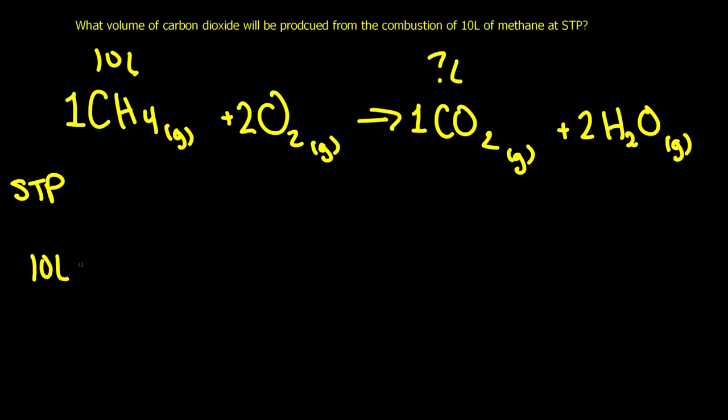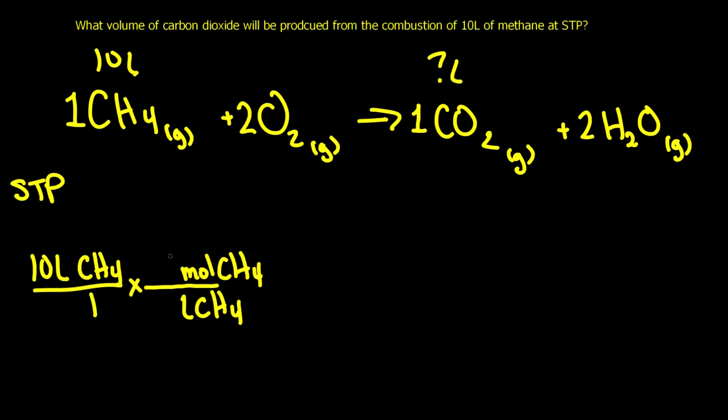I've got 10 liters of methane, and I'm going to put that over 1. I have to change liters to moles. Liters go on the bottom since they're on top at the start, which means moles go on top. So 1 mole of methane will take up 22.4 liters. There's that conversion factor. That cancels out my liters of methane, leaving me with moles of methane.